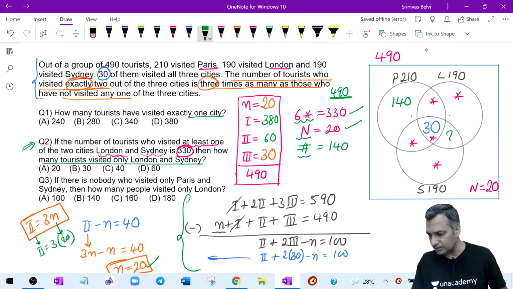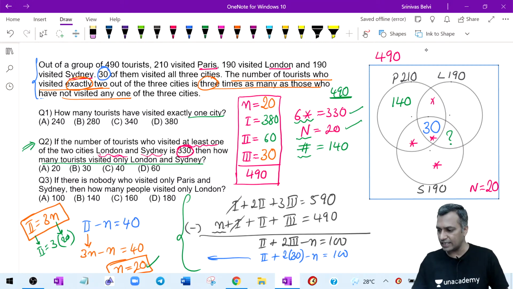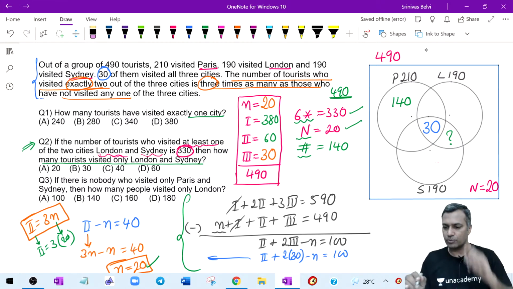I need to reach here. This is the question mark. I need to reach there. Okay, the stars have done the help. Thank you. Let's come to the second portion here.